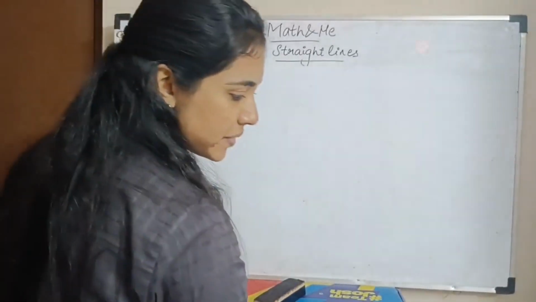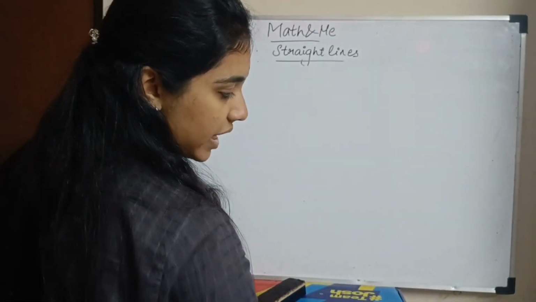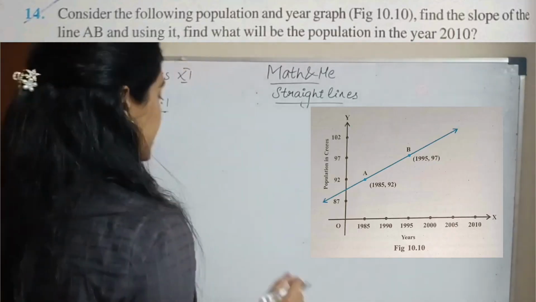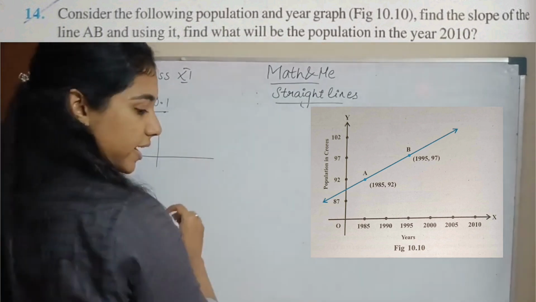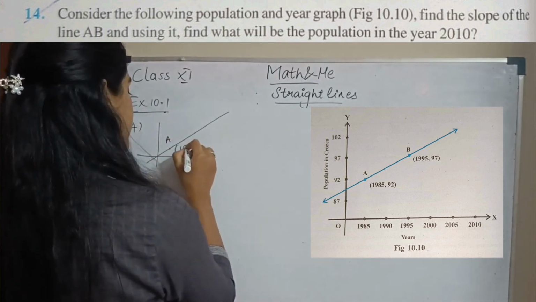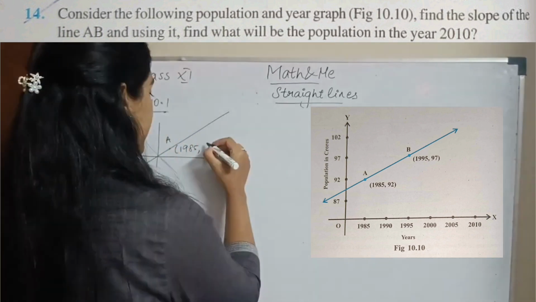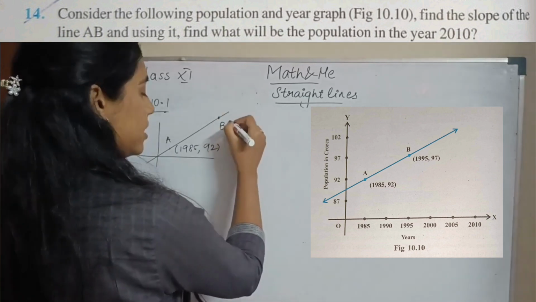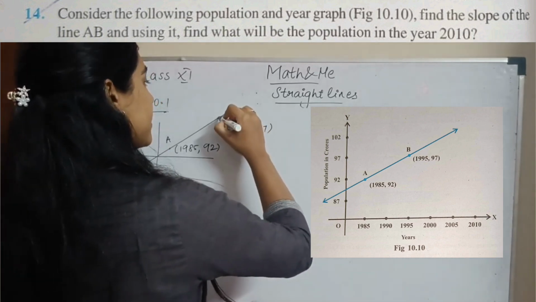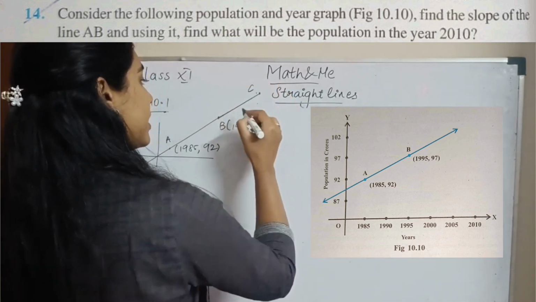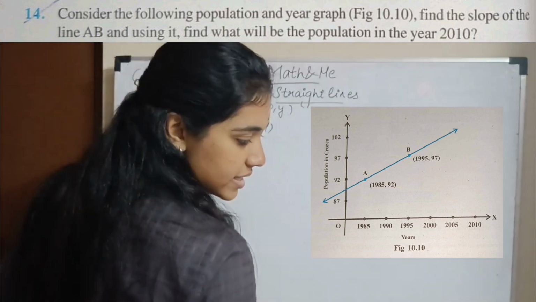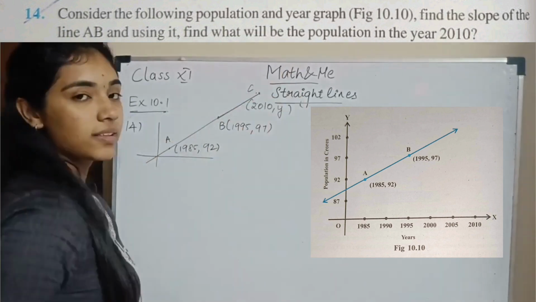Question number 14. It is given that find the slope of the line AB and using it find what will be the population in the year 2010. The graph is such that it is a straight line and the point A lies here. It is 1985, 92 and the point B is 1995, 97. They are asking what will happen when it reaches 2010. So let this value be y. So from the graph we see that they are all in the straight line.